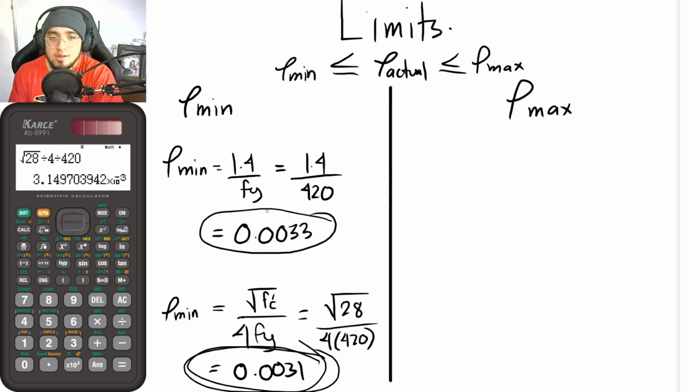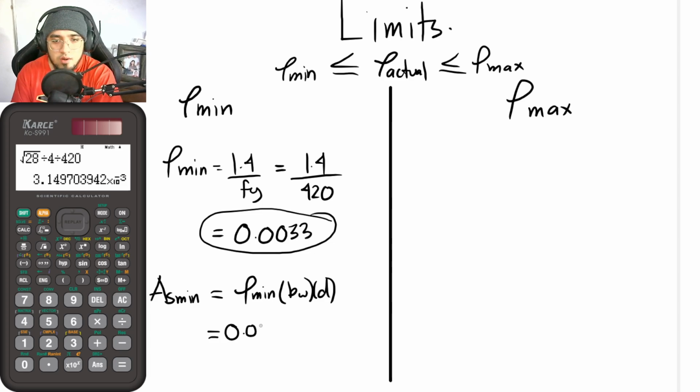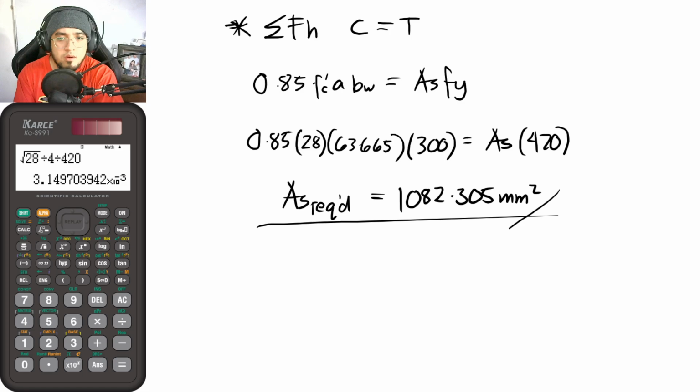So that is now for rho min. I would just be erasing this other one since 0.0033 would be governed. From that, I can now say that my minimum area is equal to rho min times bw d. So this is 0.0033 times our bw. So bw is 300 and depth is 342.